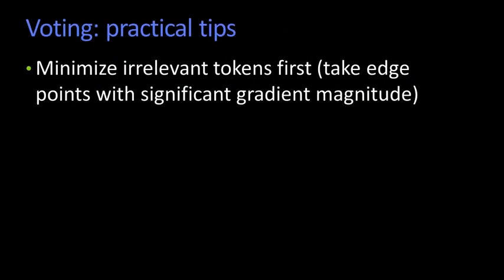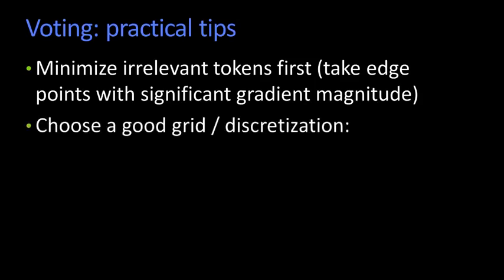So a couple of practical tips with voting for the Hough transform. One thing you want to do is try to not do too many irrelevant votes. So try to minimize edge elements that are not robust or highly unlikely to be useful. Because remember, we don't have to find all the points along a line, just enough of the points.